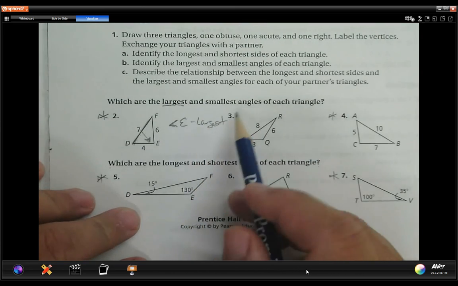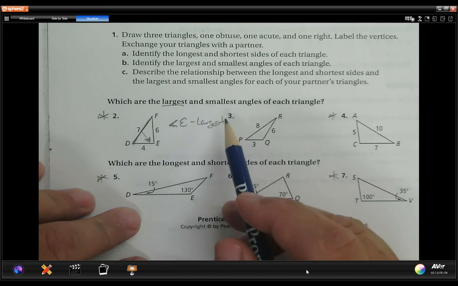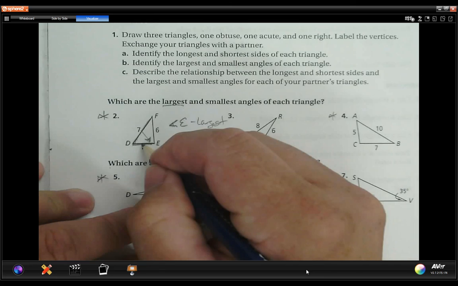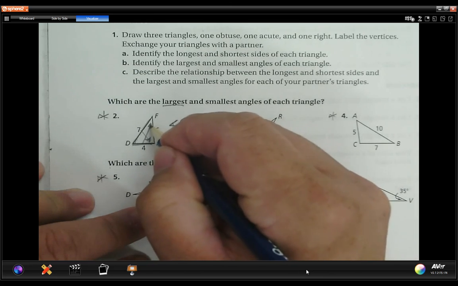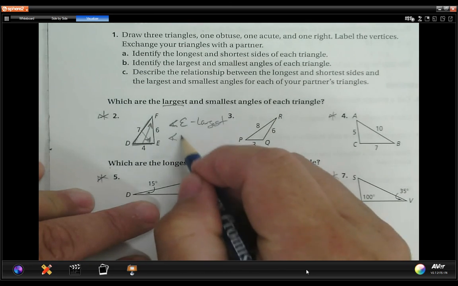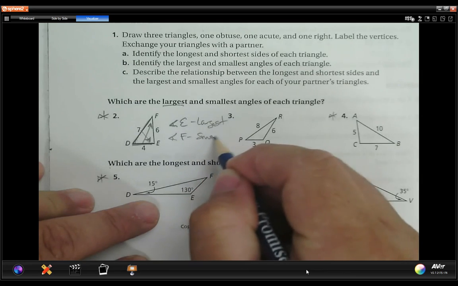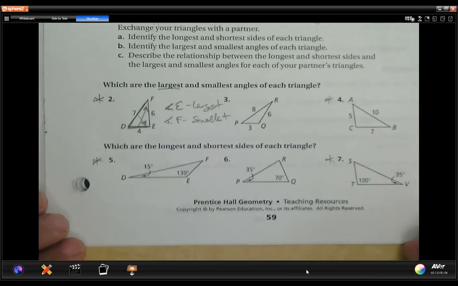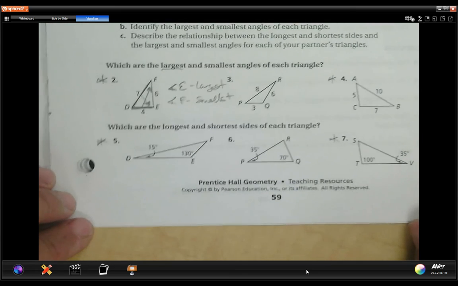And again, if I'm looking for the smallest angle, it's going to be across from the smallest side. So here's my smallest side, DE, which means my smallest angle is going to be across from that. So angle F is going to be my smallest angle. Okay? All right, so let's look at number 5, which is another good example here.